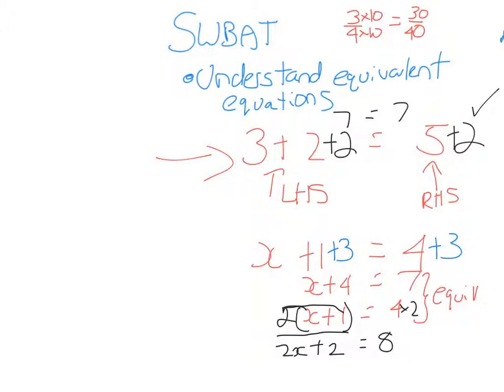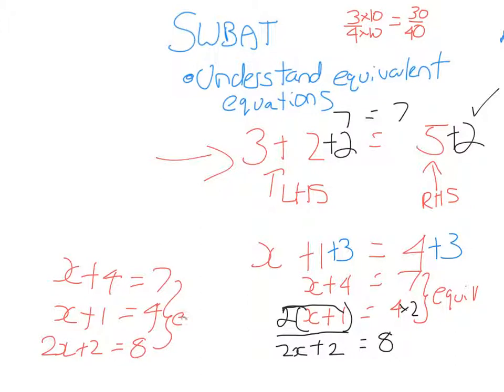So what that means is x plus 4 equals 7, x plus 1 equals 4, and 2x plus 2 equals 8. They are all equivalent equations. They all give the same information. And it turns out, as we will see later, they all have the same solution.